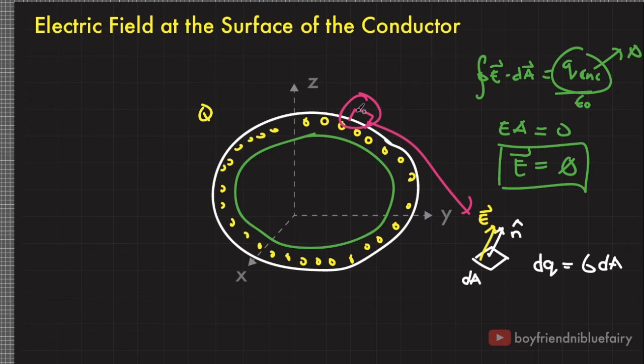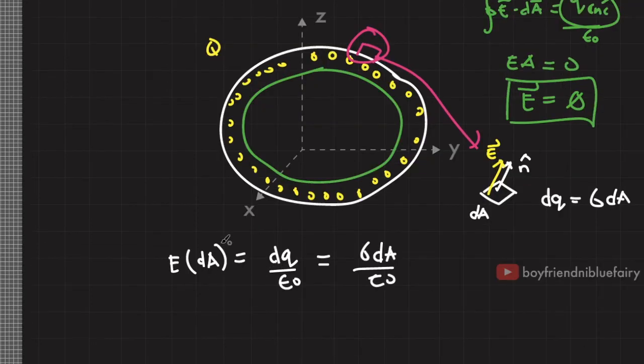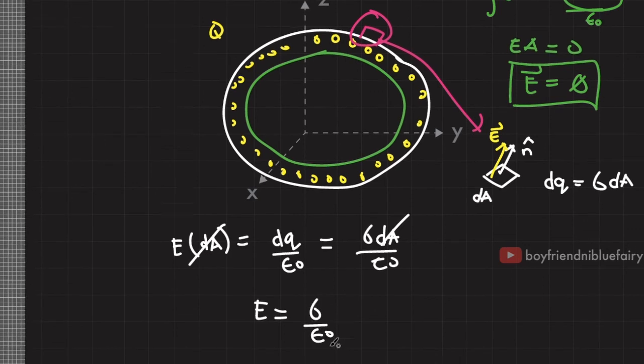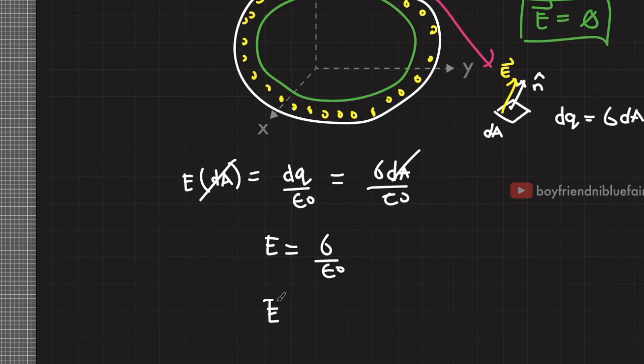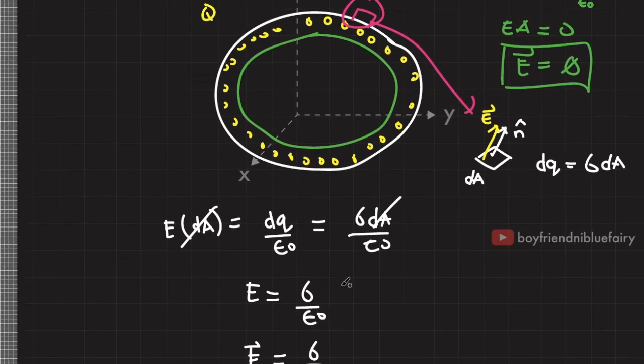So using Gauss's law on this infinitesimal area, electric field times the infinitesimal area dA is equal to the enclosed charge, which is dq, divided by epsilon naught. But notice that dq is equal to sigma times dA. Based on this, the infinitesimal area cancels out, and we are now able to derive an expression of the electric field on the surface of the conductor, which is equal to sigma over epsilon naught. Now, in vector form, the electric field is equal to sigma over epsilon naught n hat, and its direction is obviously normal to the surface.